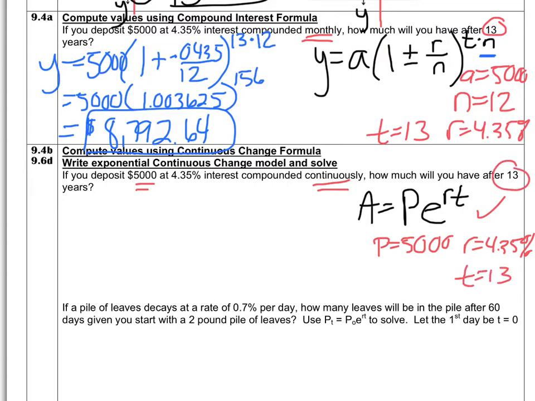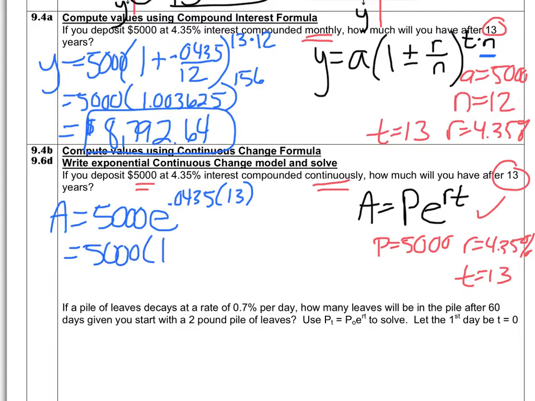So all we have to do is to plug in these three values into this equation and solve. When we do that, our ending amount A is equal to 5,000 as our start, e, be careful about the rate, 0.0435, and this is to the 13. So I'm going to take e to this multiple of these two values, and when you do that, you're going to get it's 5,000.